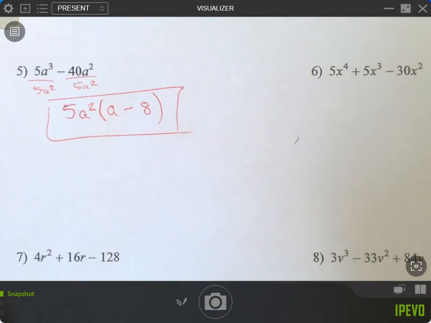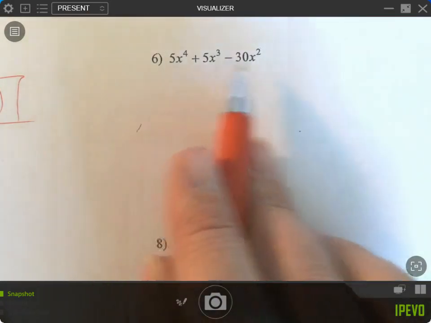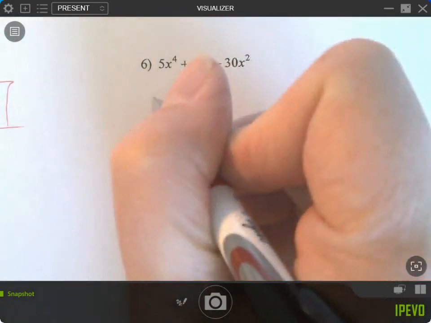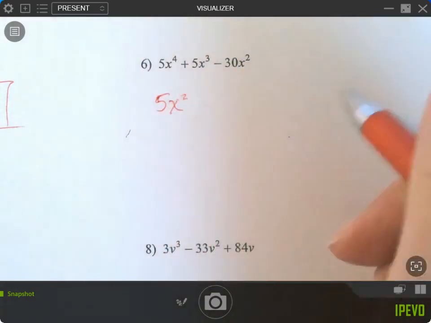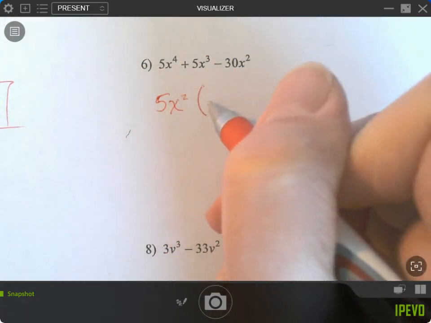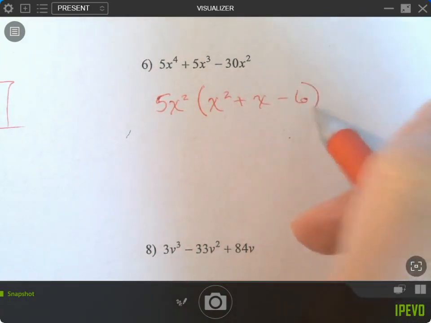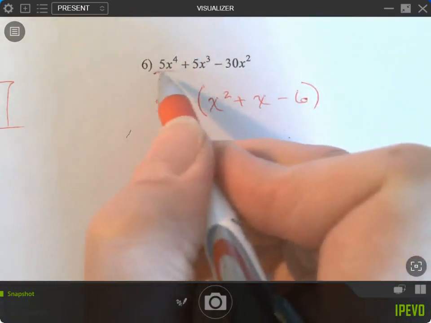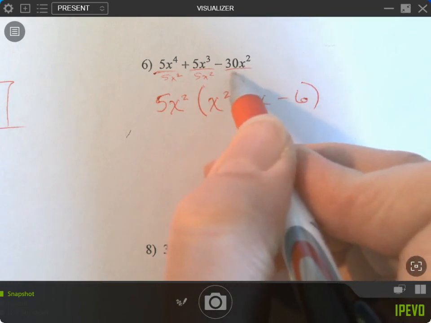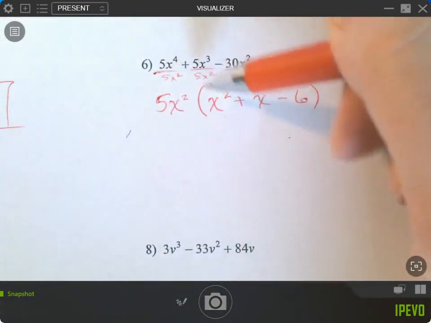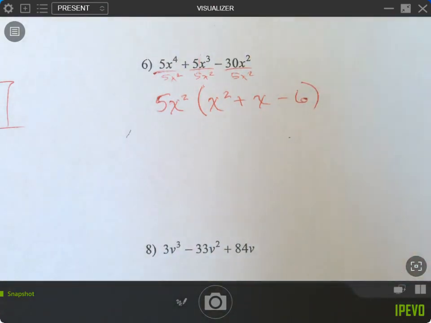Okay, look at number 6. There's definitely a 5 in everything. So I'm looking at all 3 terms. So we take out a 5. What else could you take out with it? X squared. All right, what's left? X squared plus x minus 6. Yes. Again, if it helps you, show each piece divided by that 5x squared, because then you don't have to keep everything in your head, and you can see, okay, this is why it drops down, and this divides out.